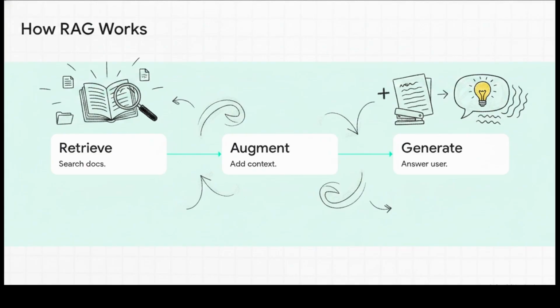Second, we augment. The system takes that specific retrieved information and essentially staples it to the user's original prompt, augmenting it with real, tangible context. And finally, we generate. The AI reads the combined package, the question plus the newly found facts, and generates a clear, accurate, natural language response. Retrieve, augment, generate. It really is that straightforward.